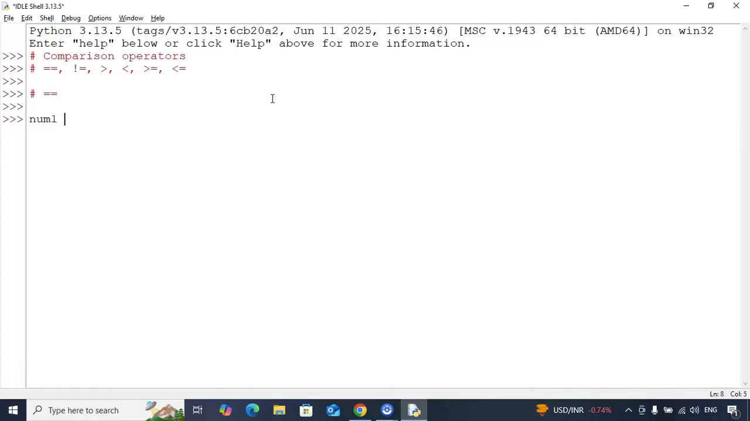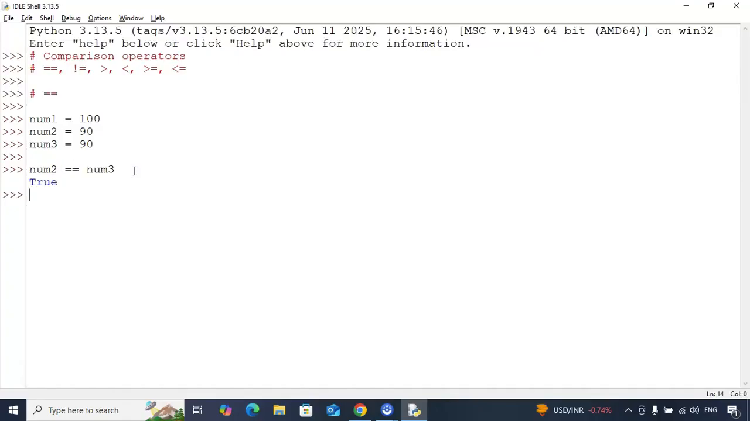So let's take three numbers. num1 equal to 100, num2 equal to 90, num3 also equal to 90. Now if I do num2 double equal to num3, what is double equal to? Double equal to checks the equality, which means if the left side value and the right side value are the same values, then the equality operator, or the double equal to operator, will give us True.